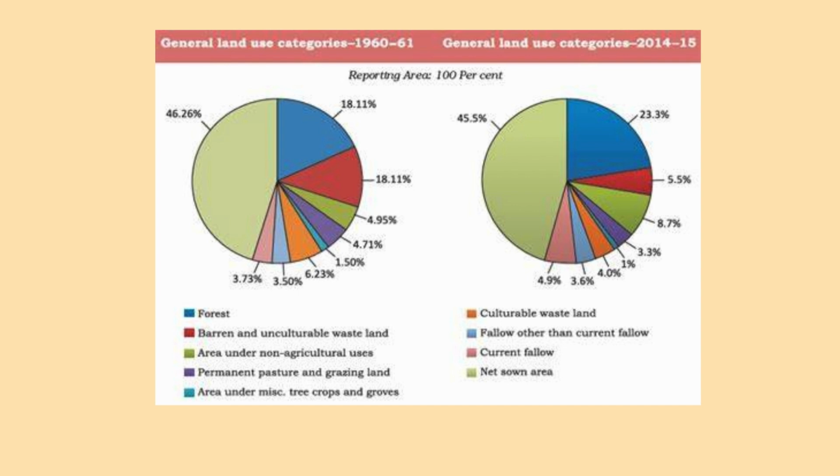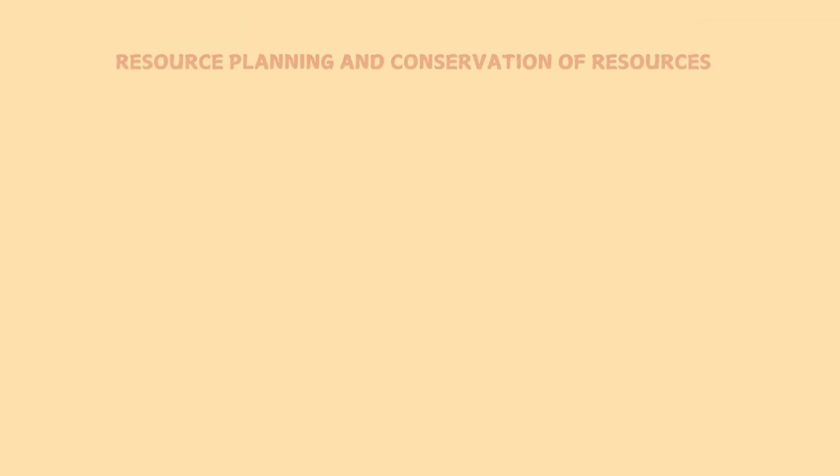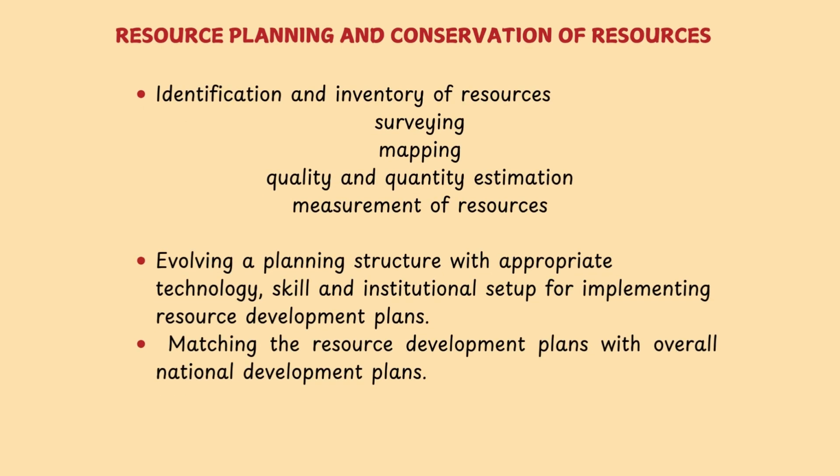So we need to follow Gandhian philosophy. What is the Gandhian philosophy? There is enough for everybody's need and not for anybody's greed. That means these resources are present to satisfy human need, but not the greed of human beings.